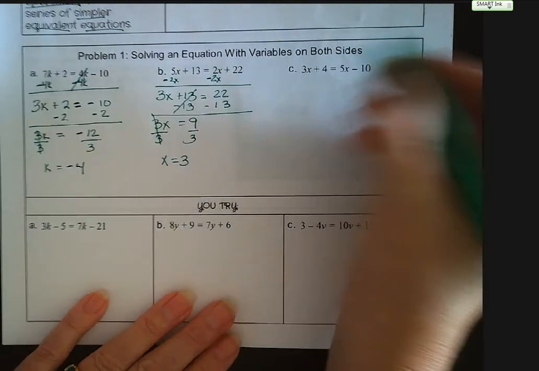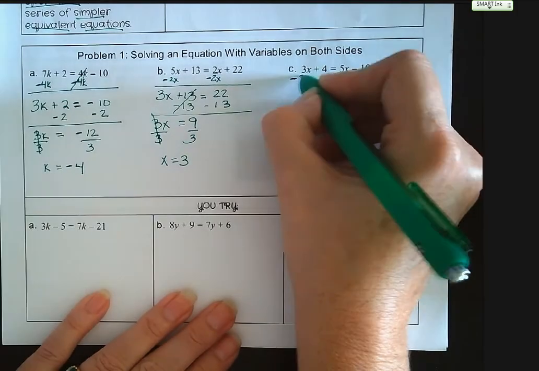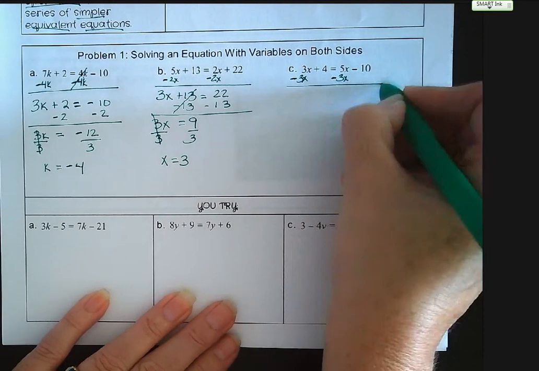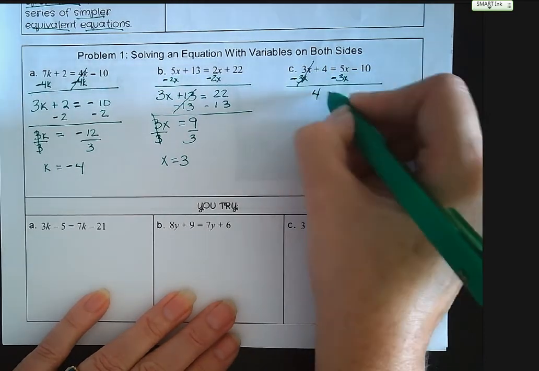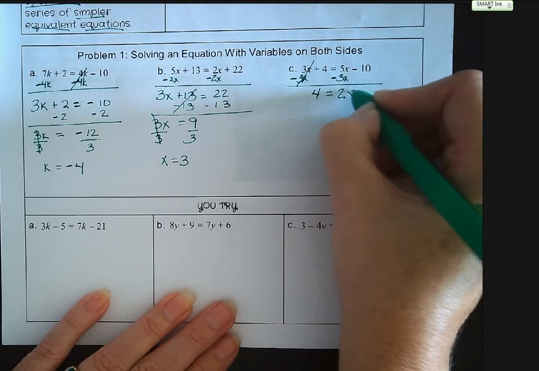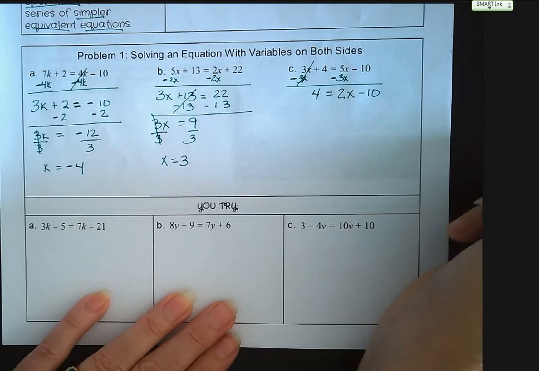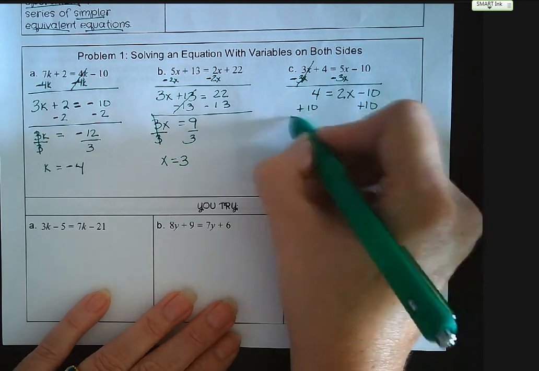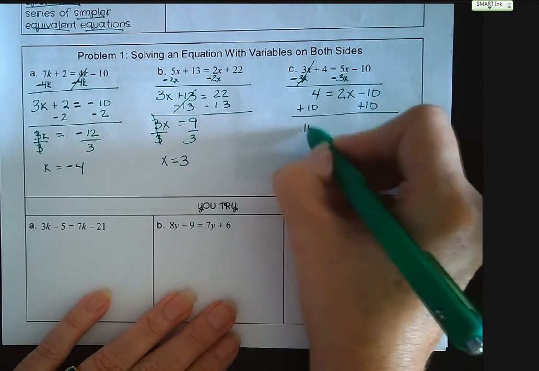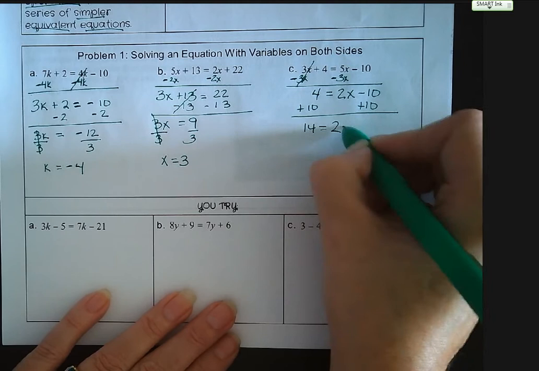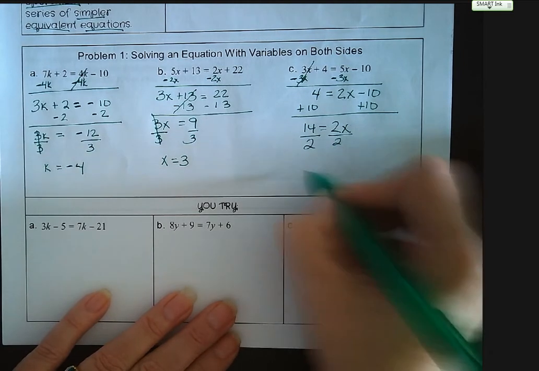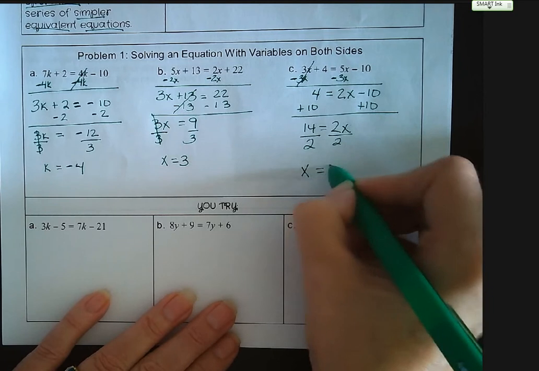Letter C, 3x plus 4. So we're going to subtract the 3x from both sides. Again, we're going to try to keep those variables positive when we can. So 4 is equal to 2x minus 10. Add 10 to both sides. 14 is equal to 2x. Divide both sides by 2. And 7 is equal to x.